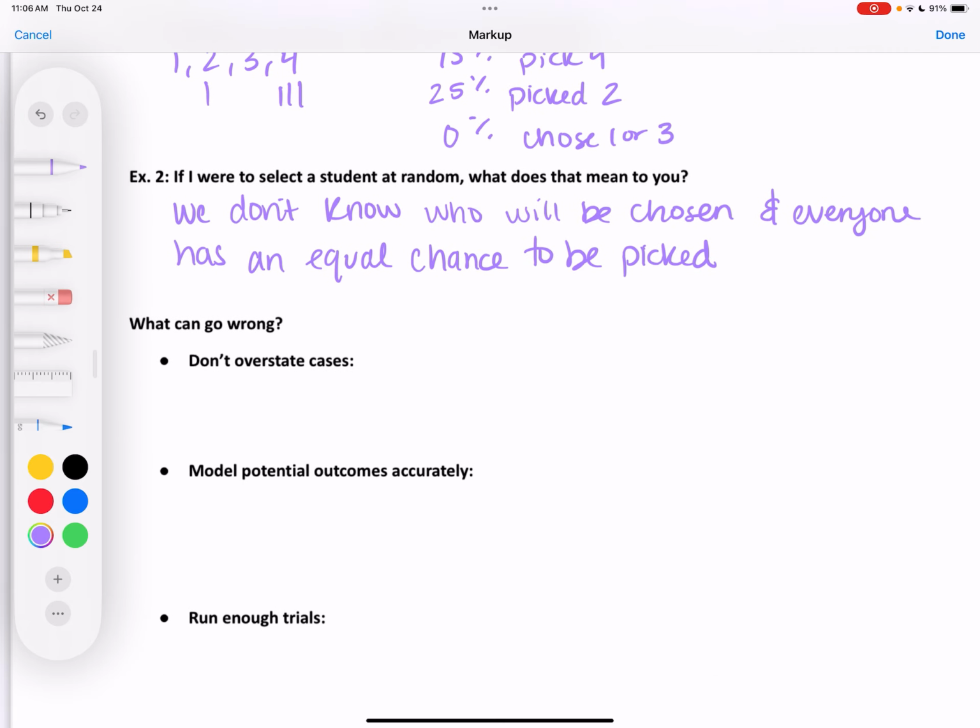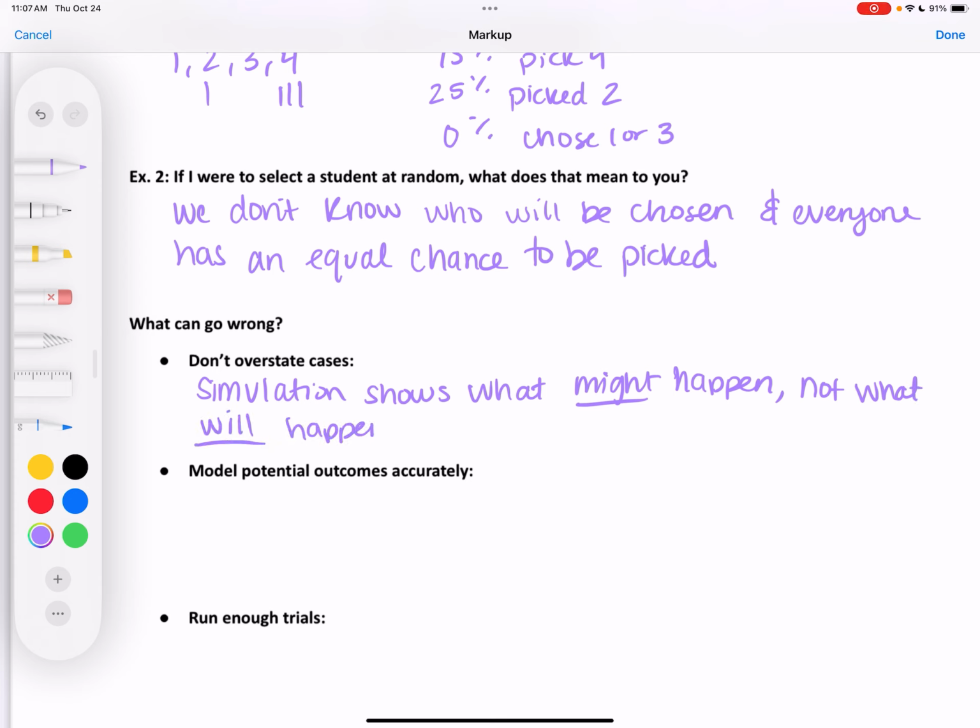All right, so what can go wrong? Don't overstate cases, meaning essentially a simulation shows what might happen, where might is the key word, not what will happen. So we also want to model potential outcomes accurately.